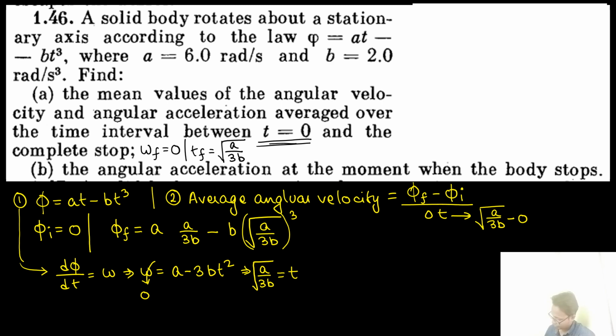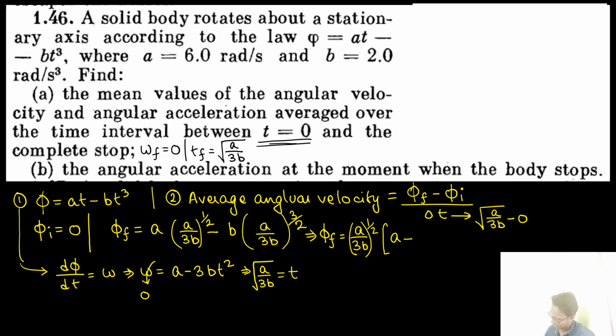I'm cutting the square root and writing the power 1 by 2. Now, can I take (a by 3b) to the power 1 by 2 common? So theta final is equal to (a by 3b) to the power 1 by 2, and I'm taking this entire thing common.